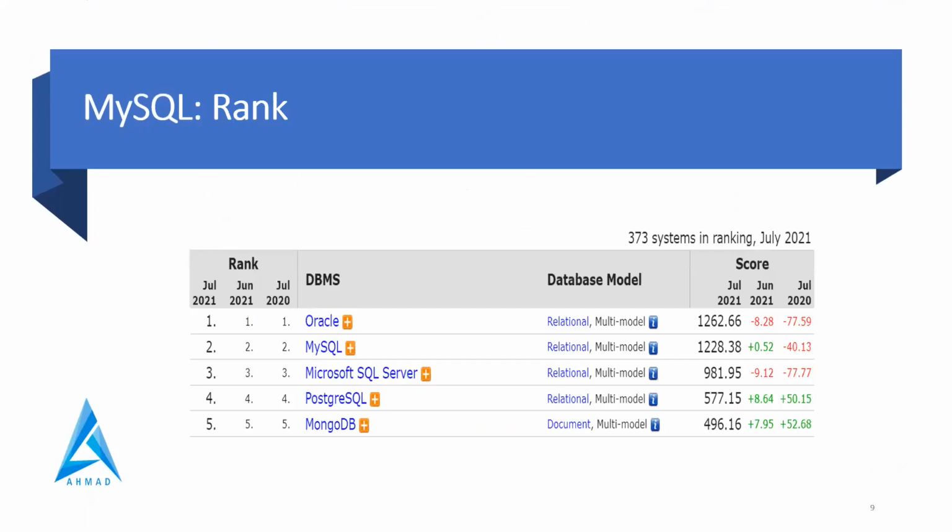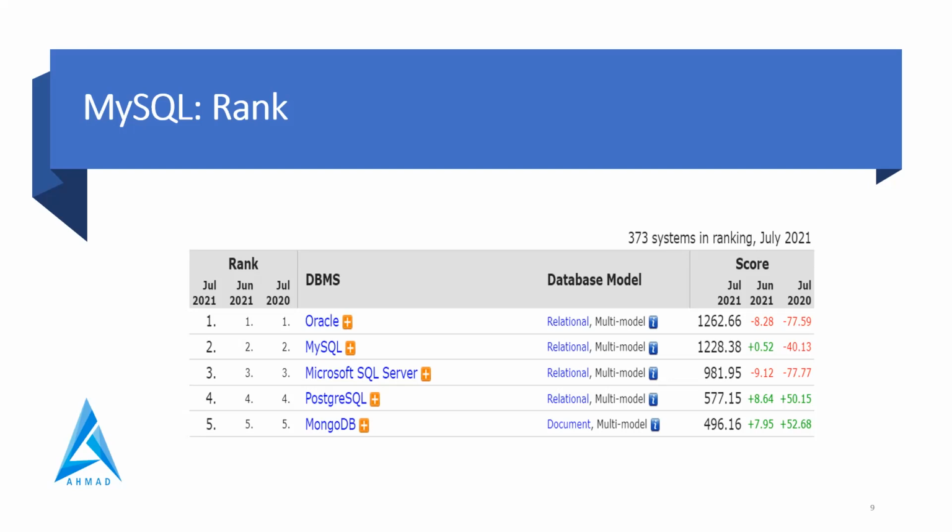Now come to the rank. This is the report generated in July 2021, means this month. And here MySQL is at number two. If you see, Oracle is number one, Microsoft SQL Server is three, Postgres is four, and MongoDB is five.